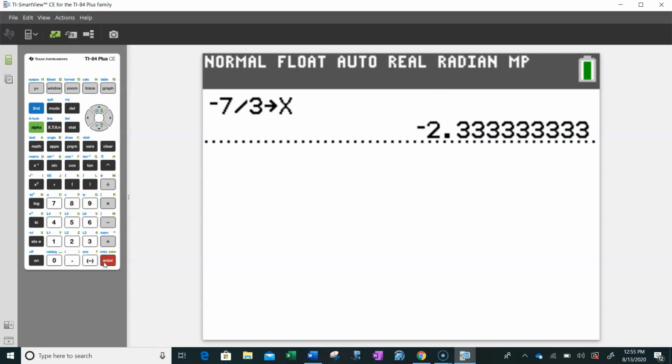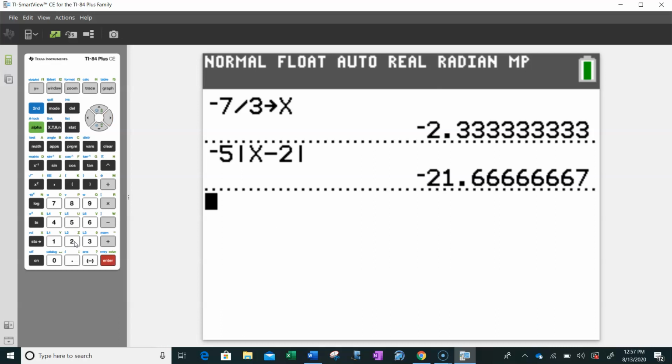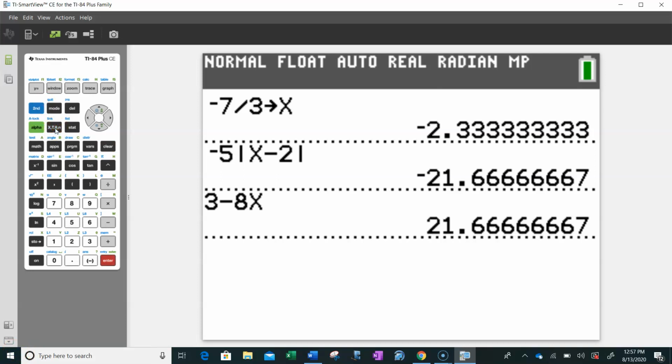And then I'm going to type in each side of the equation. So we have -5 times the absolute value. To get your absolute value, just press alpha window, and the absolute value will come up. And then just click x minus 2 and arrow out and press enter. And then type in the other side of the equation, which was 3 minus 8x. And press enter. And what we see is that these are not equal. They do not come out to be the same value. So we know that -7/3 cannot be our answer.